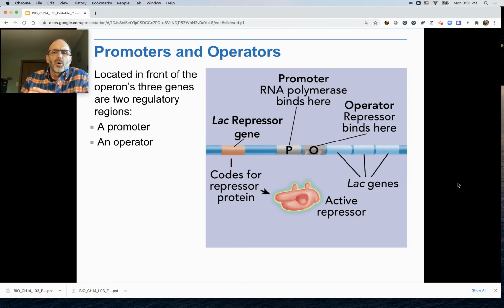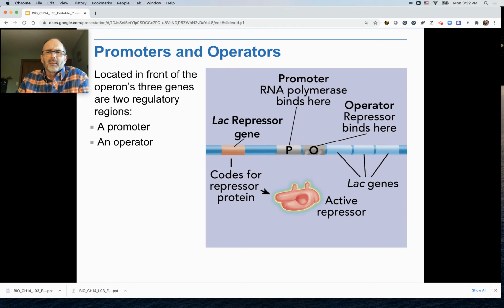So the way that works is there are some different areas, and located in this operon, these lac genes here are the code for lactose, or the proteins that are going to break down lactose into simple sugars. So we have this operator, promoter area, and a lac repressor gene. And then this is an active repressor gene. So we have a promoter and an operator.